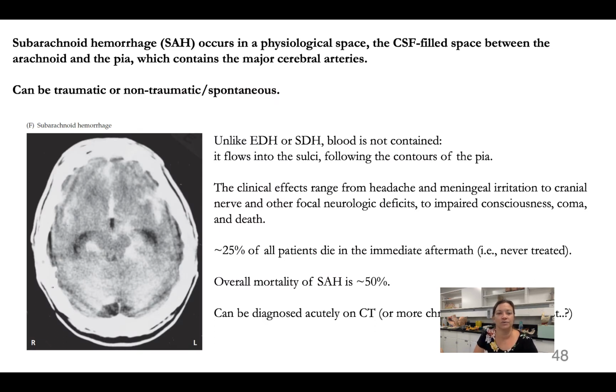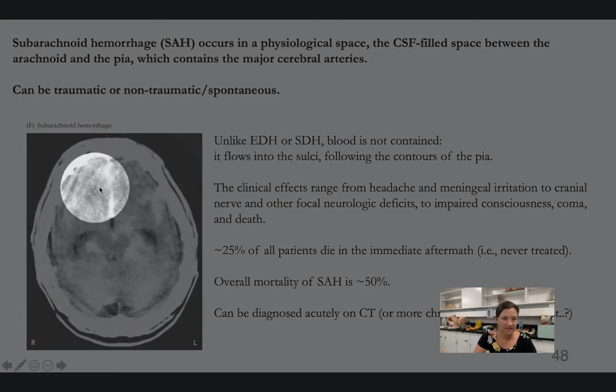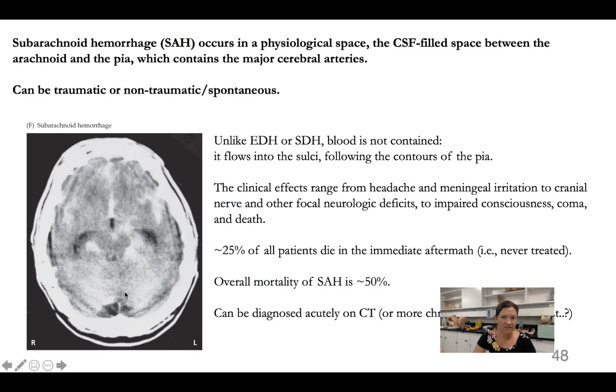Now, the final kind of hemorrhage occurs in a physiological space. So the subarachnoid hemorrhage occurs in the subarachnoid space, and this is the CSF-filled space between arachnoid and pia. It contains the major cerebral arteries, and unfortunately, this can be traumatic or non-traumatic. Now, unlike an extradural hematoma or a subdural hematoma, the blood is not contained here. So it's in a normal physiological space, and this is what it looks like on imaging, acutely, because it is absolutely flowing over all of the sulci and the gyri.